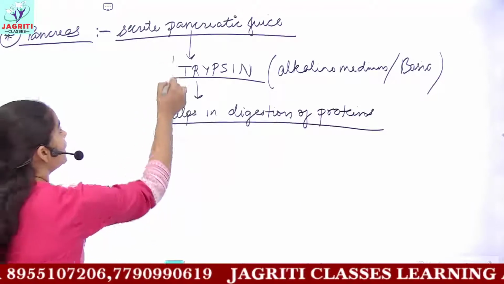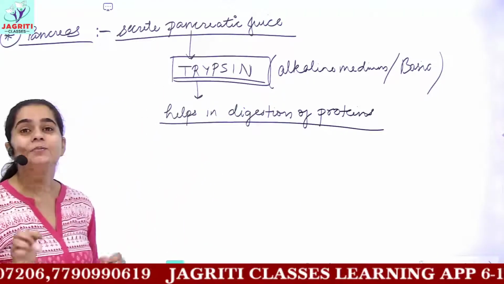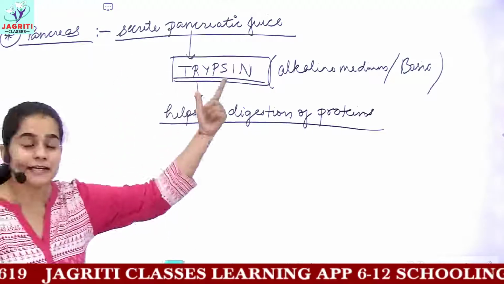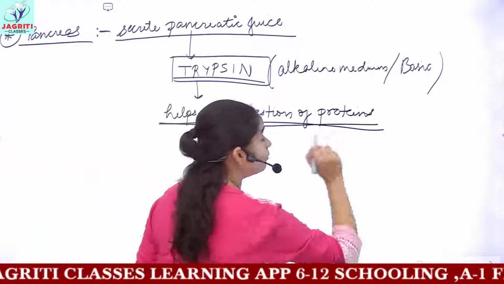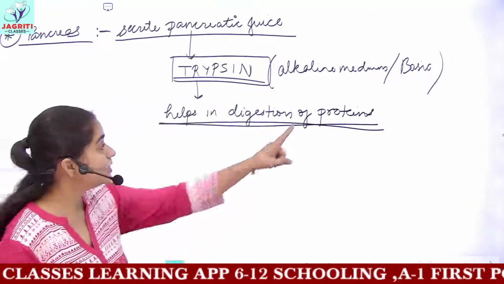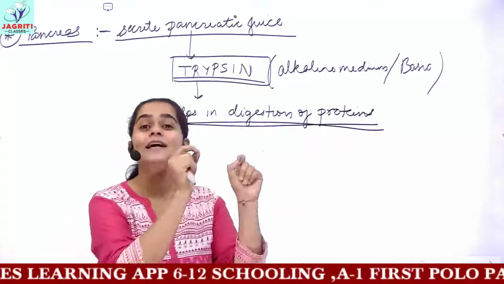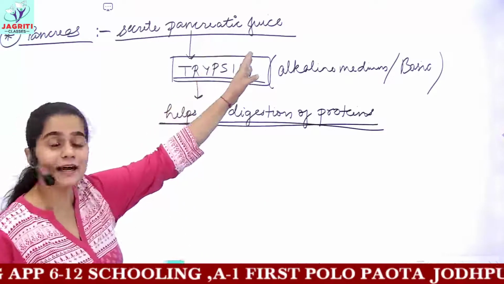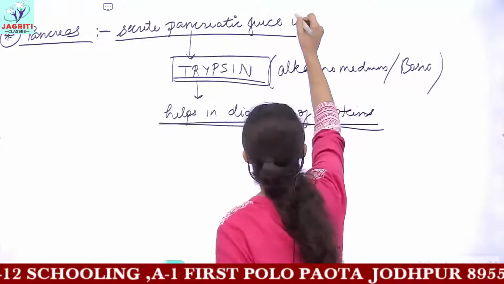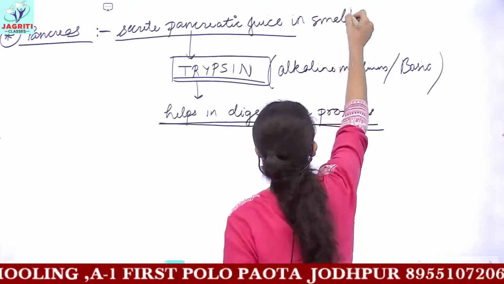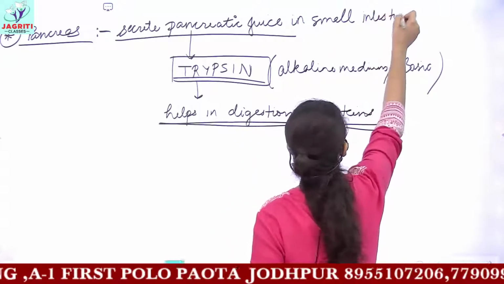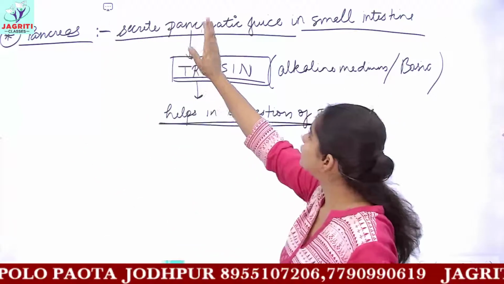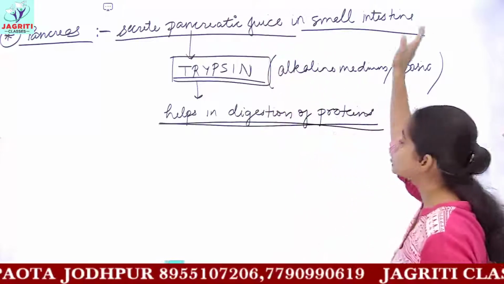So now when alkaline medium would be provided by the bile juice secreted by the liver, this trypsin would get activated and it would help in the digestion of proteins. Here we say that these proteins are now completely being digested, and this whole digestion, that is pancreas secretes pancreatic juice, and this juice is secreted in again the small intestine only. Okay? So pancreas secretes its secretion, that is pancreatic juice, into small intestine.